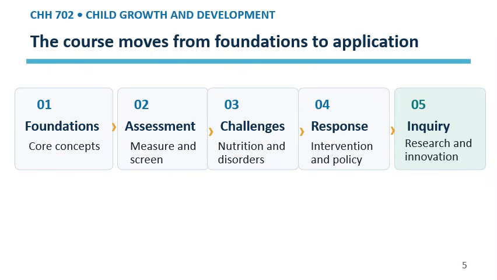This slide shows the wider course journey. We begin with foundation concepts and determinants. We then move to the assessments, such as anthropometry, growth charts, developmental observation, and screening. After that, we examine major challenges, including undernutrition, underweight, and obesity, the developmental disorders, and other threats to healthy trajectory. We then consider interventions and policy before ending with research and innovations. The five blocks represent the structure of the wider course.